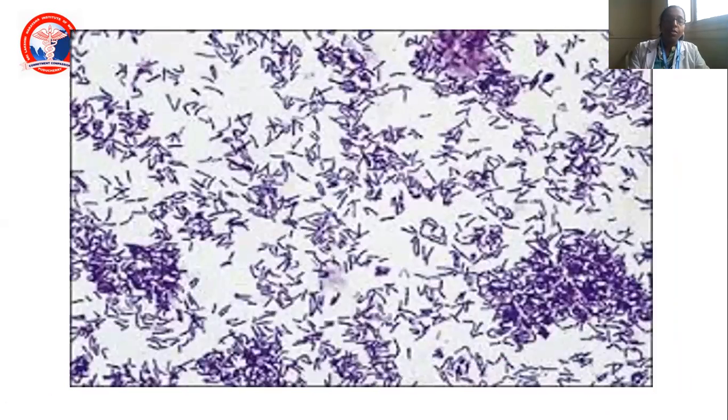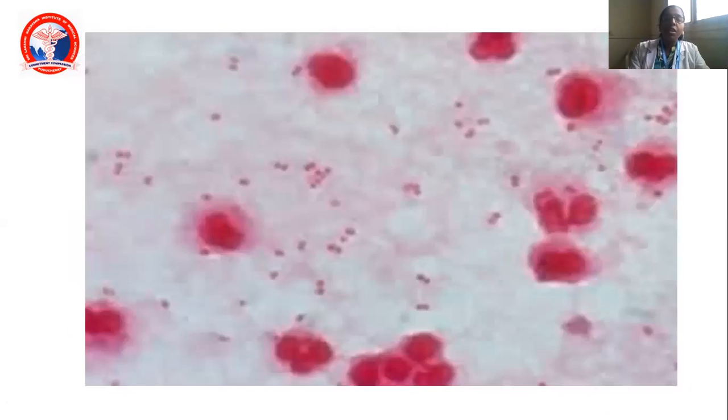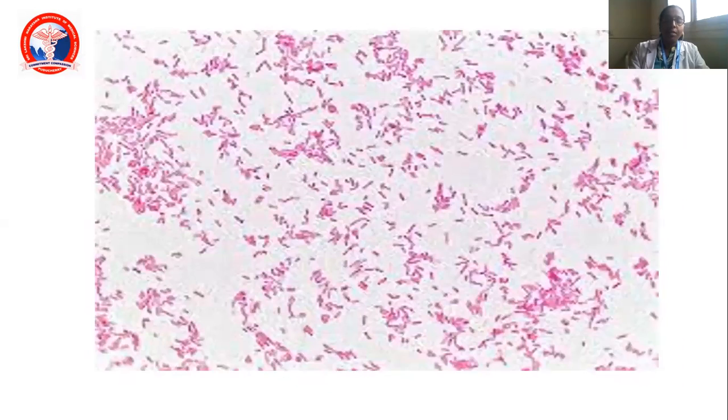This is gram-positive bacilli. Here you can see the gram-negative cocci in pairs. This is gram-negative bacilli.